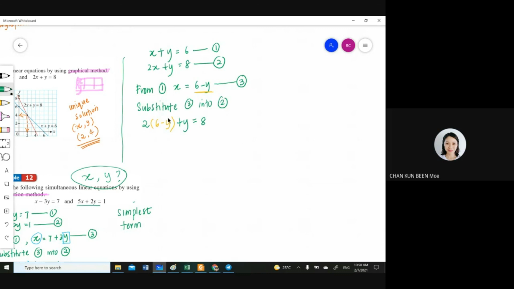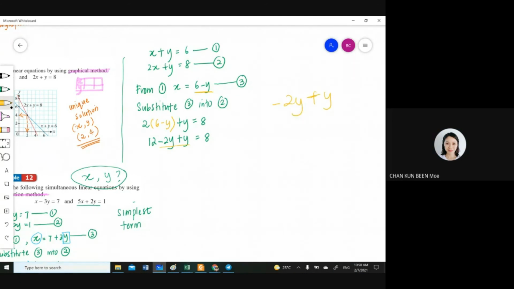So this bracket means multiply. 2 times 6 equal to what? 2 times 6 is 12, correct. And then 2 times negative y is negative 2y. Copy down the rest and then solve it. So now I'm going to solve this part here. Negative 2y plus y equal to how much? Negative 2y plus y.